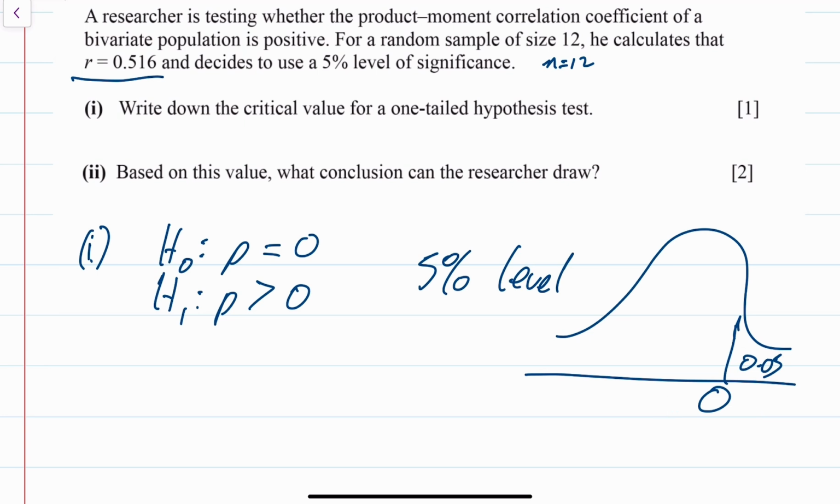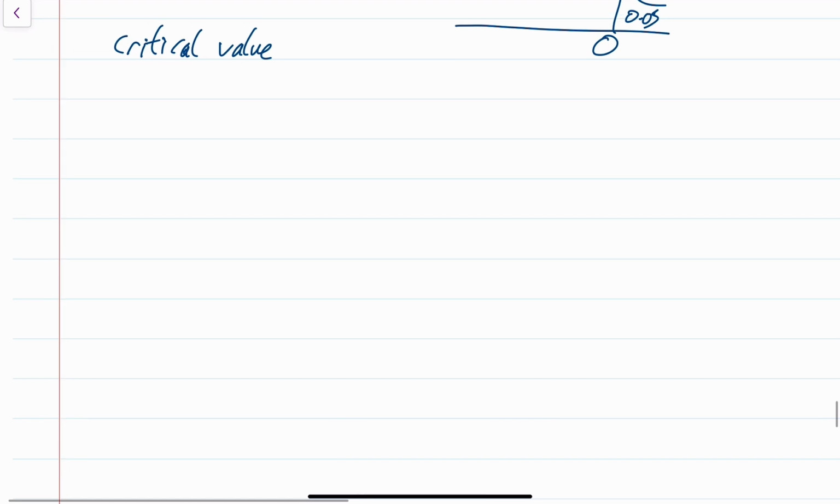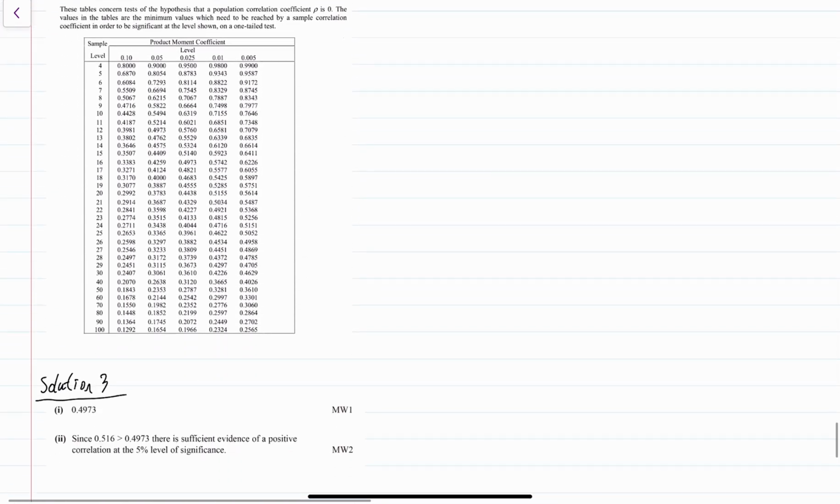So the value, write down the critical value. So critical value, we're going to get that now. Let me just write down critical value. Okay, we were at 5%, and n was 12. So where do we get this? From our formula booklets. The only way to do it is on our formula booklets. Where on earth are we?